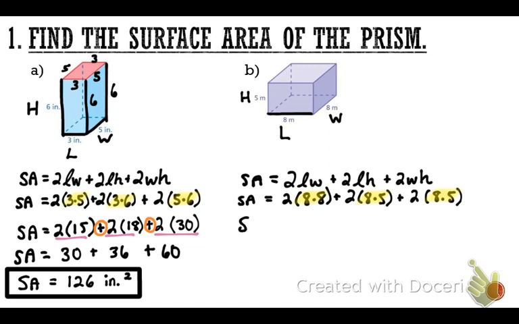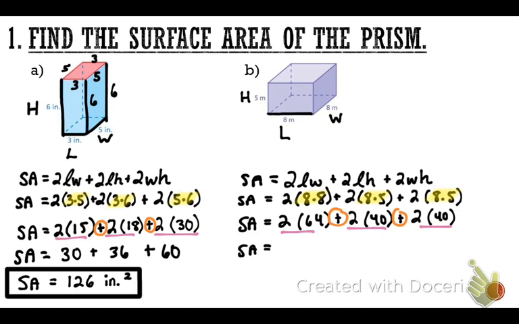So first off, the surface area is 2 times 8 times 8, which is 64, plus 2 times 8 times 5, which is 40, plus 2 times 8 times 5 once again, which is 40. Now remember, just like I taught you before, we're going to multiply these together before we add them together, because according to PEMDAS, you have to multiply first. So the surface area is 2 times 64, which is 128, plus 2 times 40, which is 80, plus 2 times 40 again, which is 80. When you add all of this together, you should have gotten 288 meters. And remember, you want to square the units.